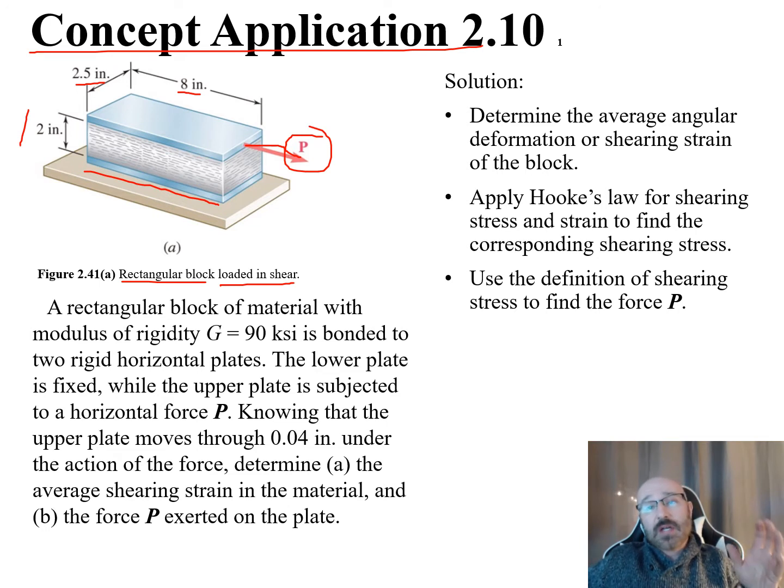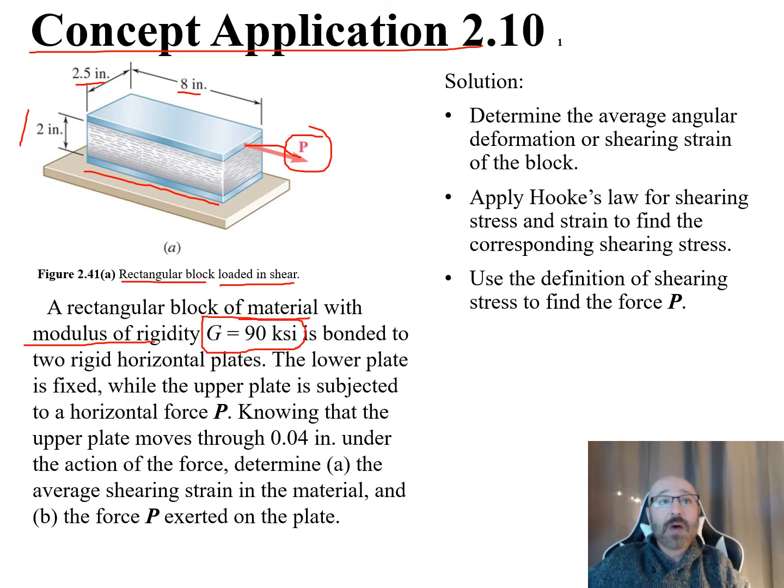I'd like to look at the diagram first before I even jump into the problem statement, for a lot of these problems. That way I have a better understanding when I'm reading through the actual problem statement of how to relate it back to the diagram. Down here in the problem statement, they tell us we have a rectangular block of material. They don't tell us exactly what it is, but they tell us the modulus of rigidity of that material is G equal to 90 ksi. That's something we want to write down in our given section for this problem.